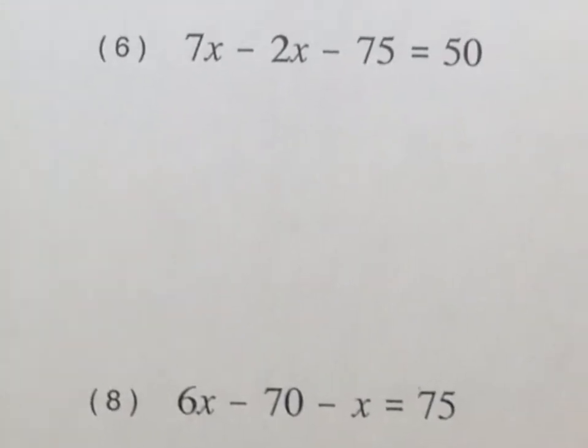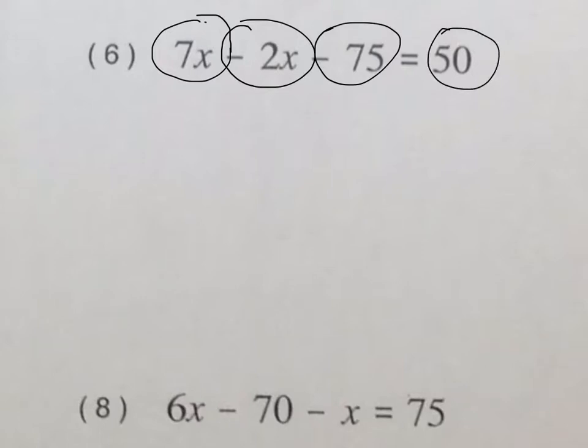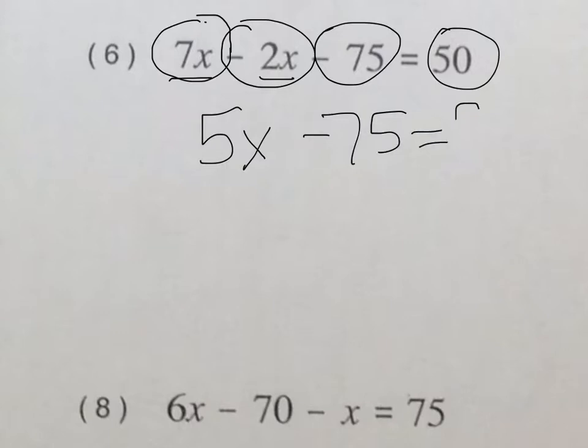All right, let's go over to number 6. Let's see what I got here. Okay, so I have 7x. Oopsie. There we go, 7x. I have negative 2x, negative 75, and 50, which is a positive 50. Okay, so let's see. I'm going to do my like variables, 7x and negative 2x. When I put those together, I get 5x minus 75 equals 50.